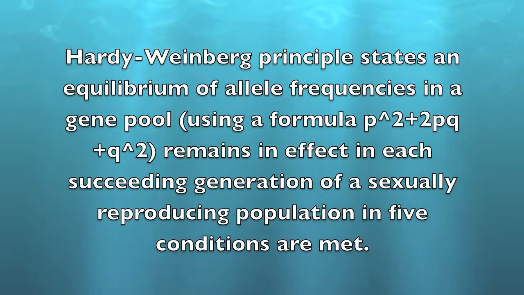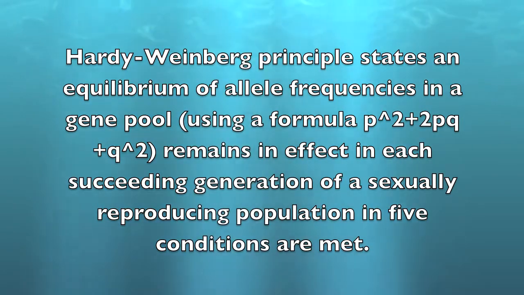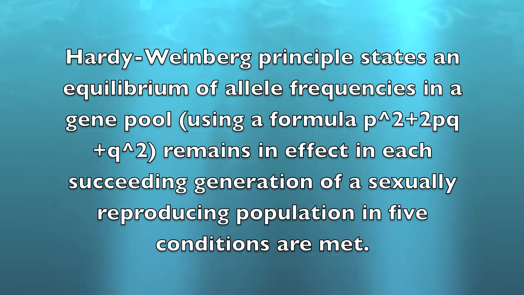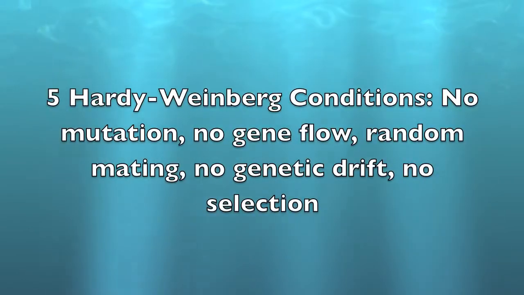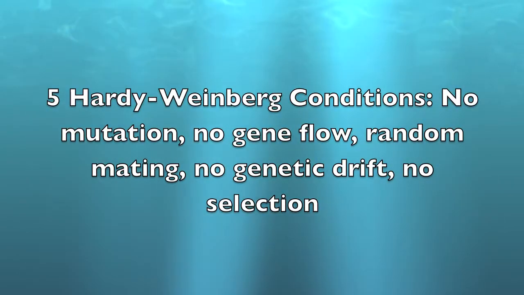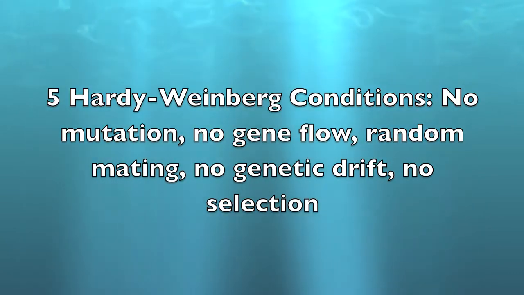The Hardy-Weinberg principle states an equilibrium of allele frequencies in a gene pool using the formula p squared plus 2pq plus q squared, which remains in effect in each succeeding generation of a sexually reproducing population if 5 conditions are met. The 5 Hardy-Weinberg conditions are no mutation, no gene flow, random mating, no genetic drift, and no selection.